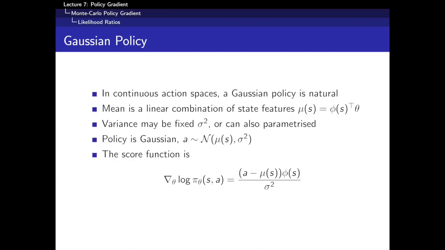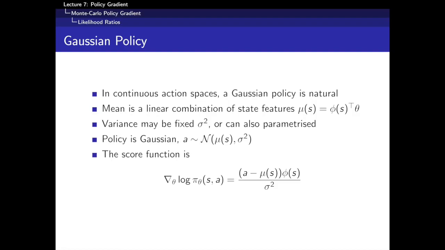But the simplest case is to say now the action is selected according to some normal distribution with mean mu of s, where this might be a linear combination of our features. Like before, we've got features of our state and some weights for those features, and some variance parameter. So basically we get to pick the mean, and then we just add some noise to that thing to make it stochastic. And so if we were using a Gaussian policy, what would this score function look like?